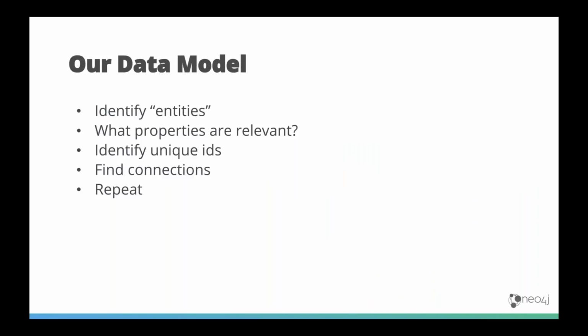Okay, so we want to try and make a model like that for our data set. We're going to follow this structure. We're going to work out what the entities are, i.e. what the main pieces of data are that we've got in our data set. We'll then look at what properties are interesting. We need to find a unique identifier for each of our nodes or entities so that we don't end up creating the same data twice. We'll then look at how the pieces of data can be connected, and then we'll repeat the process as necessary.